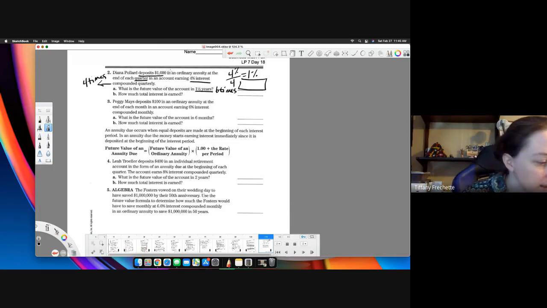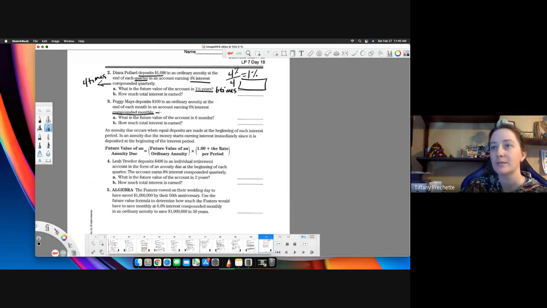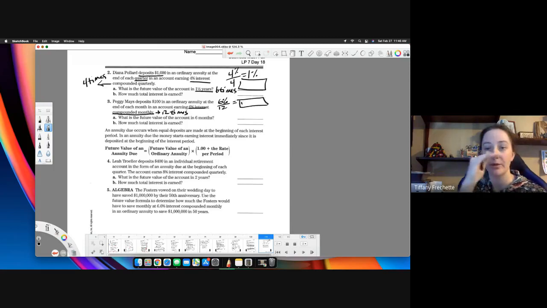All right, let's see. Same idea in this one. The only difference I'm going to point out is compounded monthly. So remember, that means 12 times. So we're going to take our 6%. We're going to divide by 12. That'll give us our percent that we look for at the top of the table. And then 6 months. So simple enough.